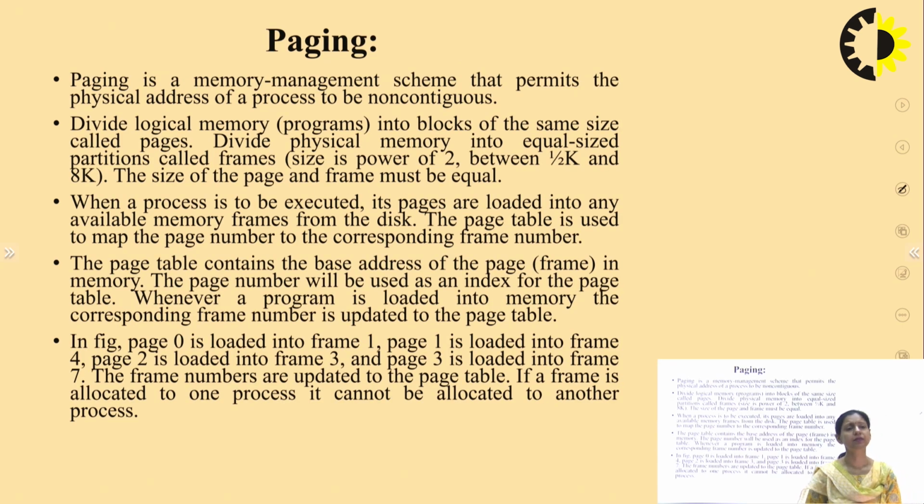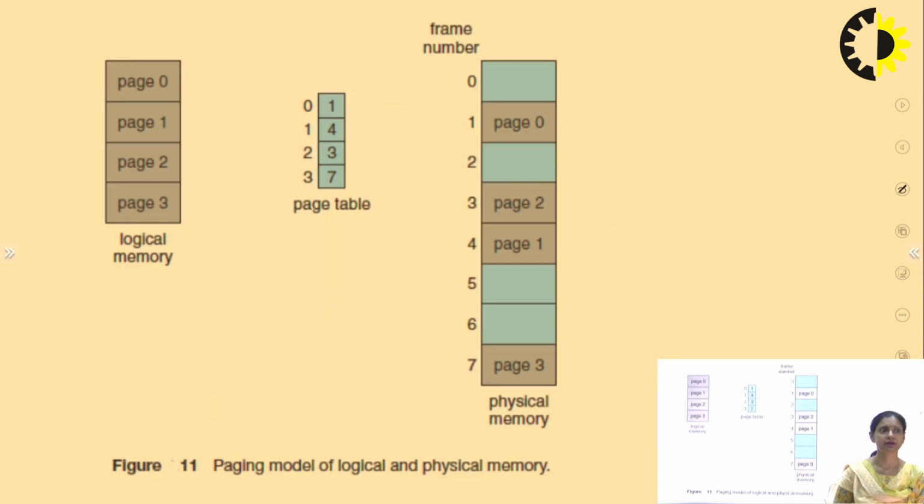The next concept for non-contiguous memory allocation is paging, where we have the logical memory, and a process that is entering the memory is divided into different pages. We maintain a page table to map these pages into the physical memory.